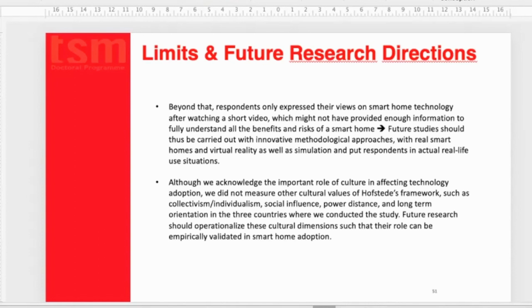And although we acknowledge the important role of culture, our measure of culture is really simplified. The Hofstede framework is criticized. So it would be interesting to introduce other dimensions which might be more relevant, such as collectivism versus individualism, social influence, or long-term orientation. That is why future research should absolutely integrate other dimensions of culture.